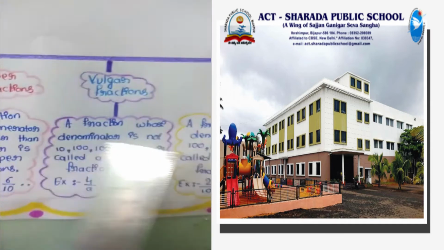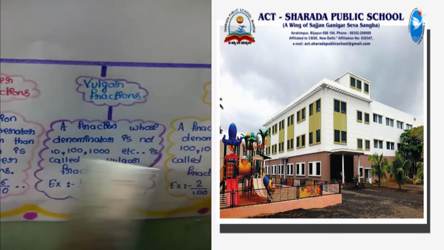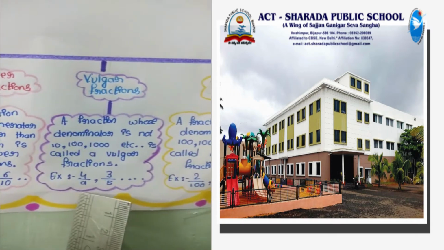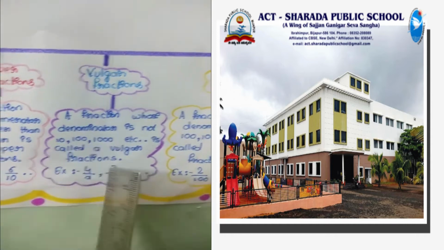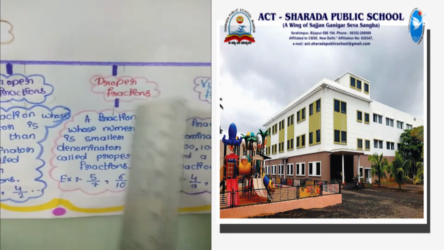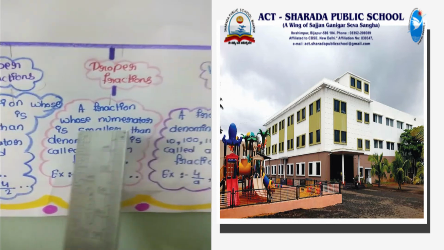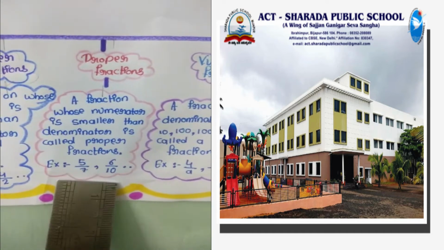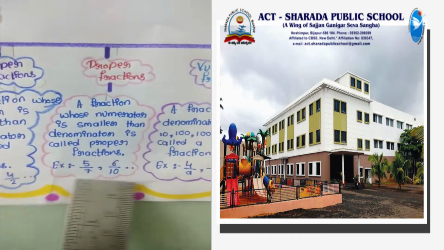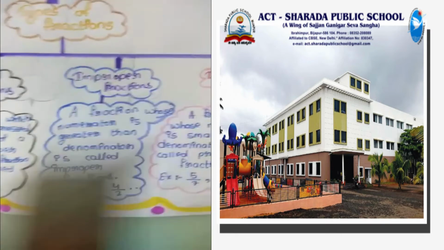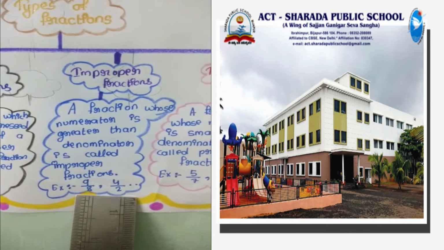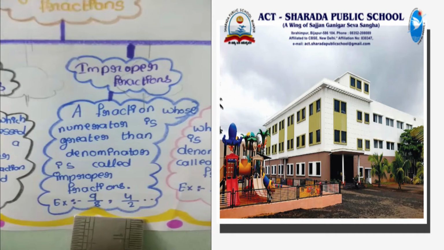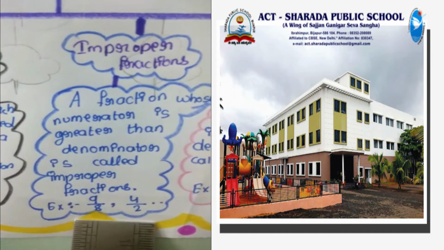Vulgar fractions. A fraction whose denominator is not 10, 100, 1000, etc. is called a vulgar fraction. For example, 4 by 9 and 3 by 5. Proper fractions. A fraction whose numerator is smaller than the denominator is called a proper fraction. For example, 5 by 7 and 6 by 10. Improper fractions. A fraction whose numerator is greater than the denominator is called an improper fraction. For example, 9 by 8 and 4 by 2.